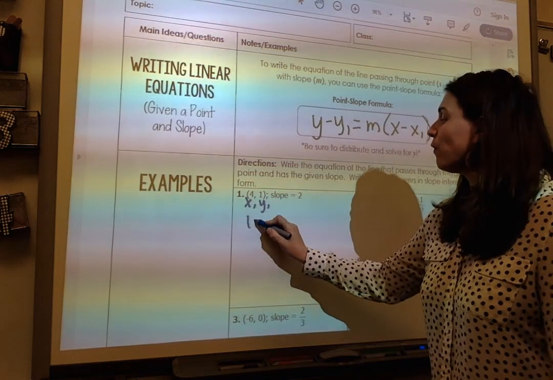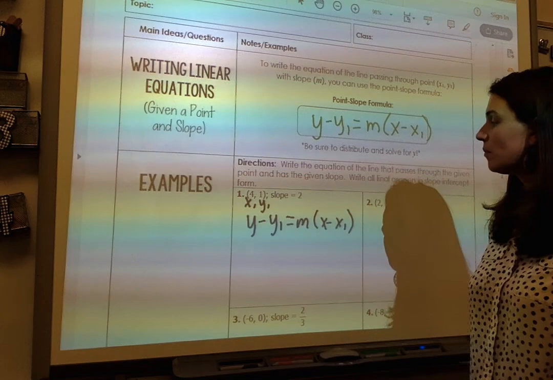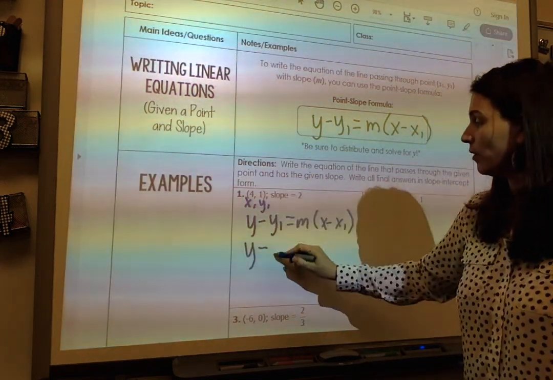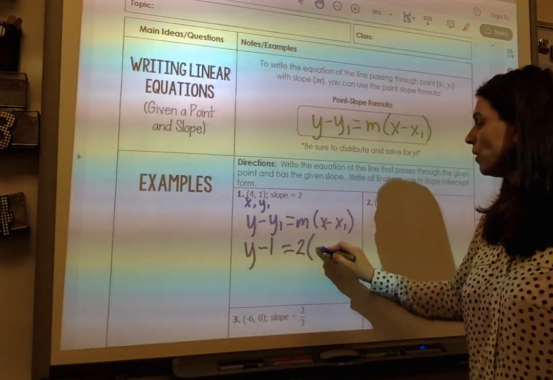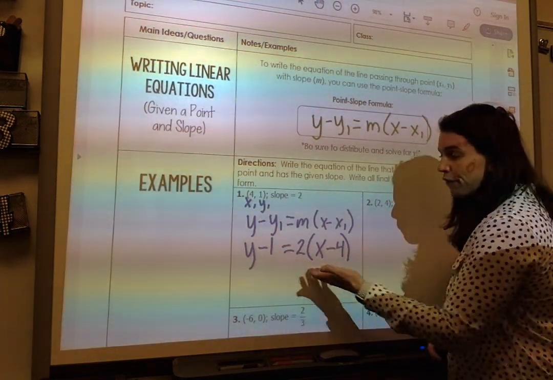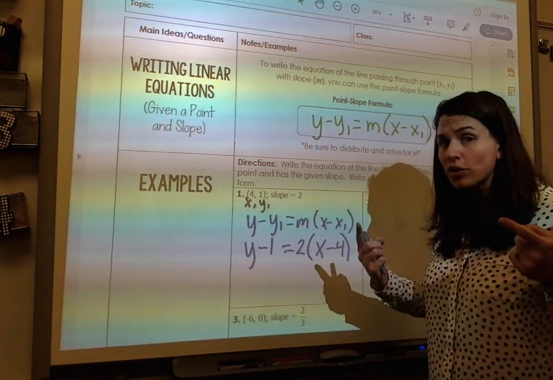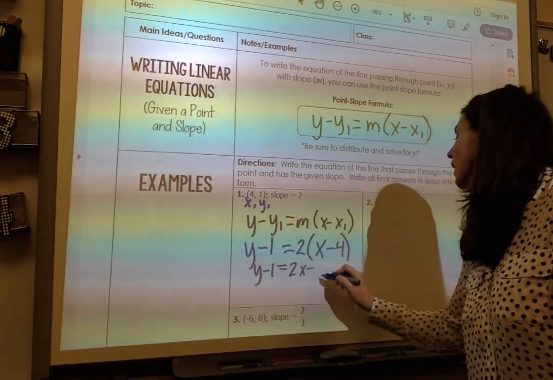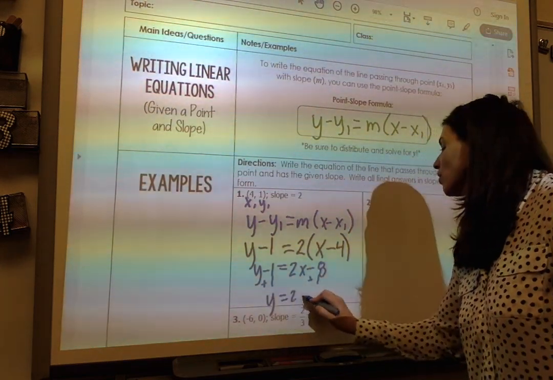Now with the formula y minus y1 equals m times x minus x1, I'm just going to plug some values in. Y minus my y1, which is 1, equals my slope, 2, times x minus my x value, which is 4. Now I'm just going to distribute and solve for y, which should be instinctual at this point. So I get y minus 1 equals 2x minus 8, and then add 1 on both sides. So I get y equals 2x minus 7.